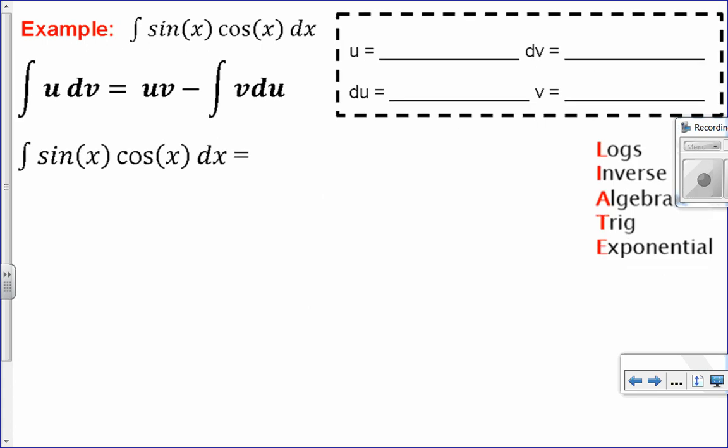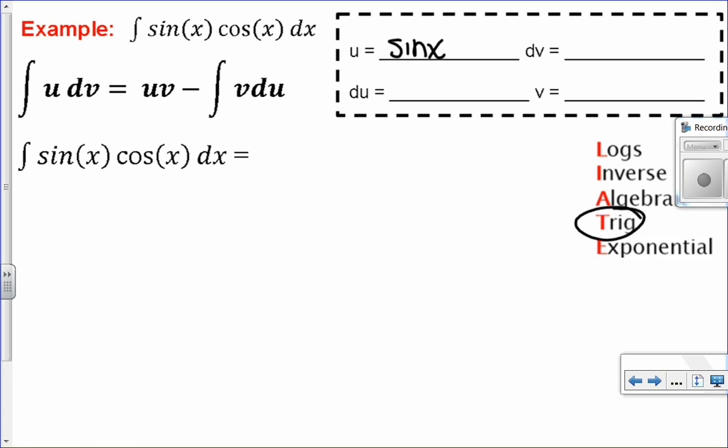Let's try this one, sine x cos x. Okay, so those are both trig functions. So for u, it's going to be one of the trig functions. Now I'm not sure if it matters which one we choose. Let's just go with the first one. And if that doesn't work, then that's okay. We'll go back and we'll try u to be cos x.